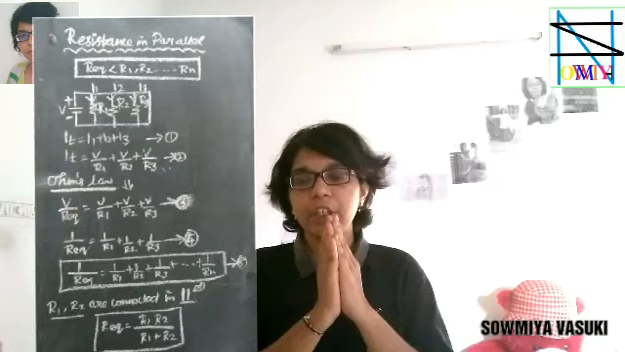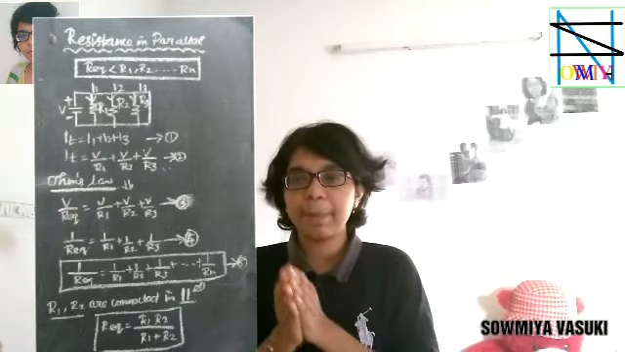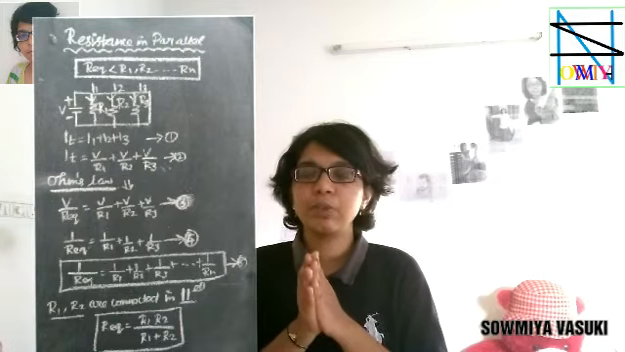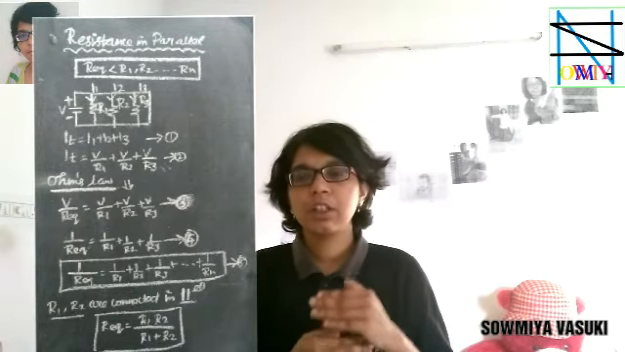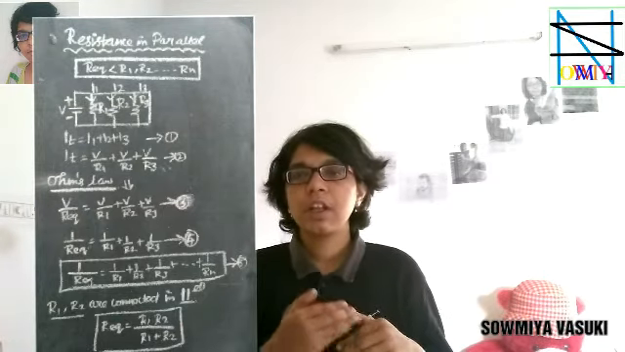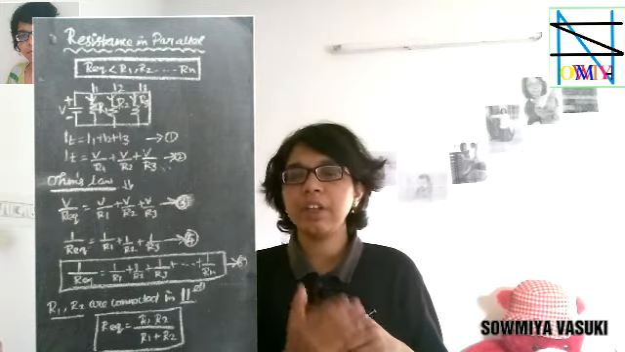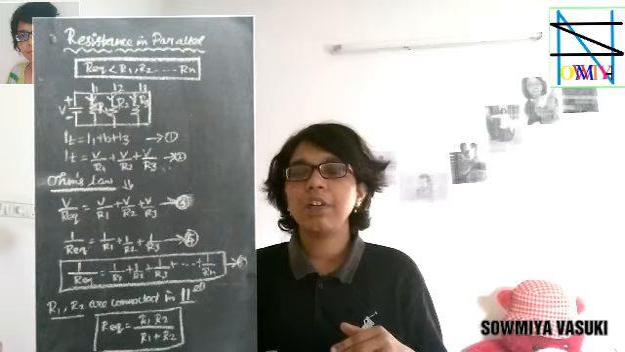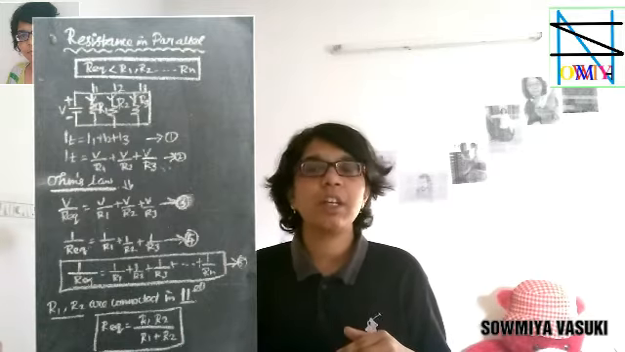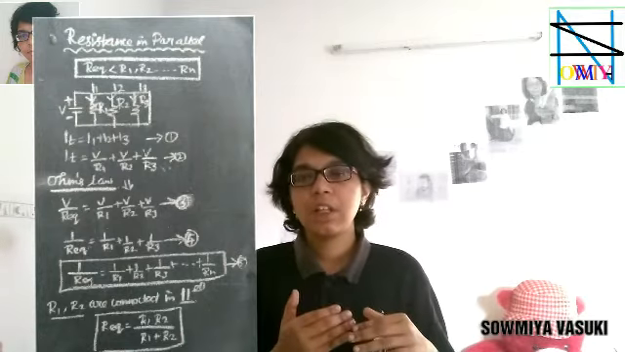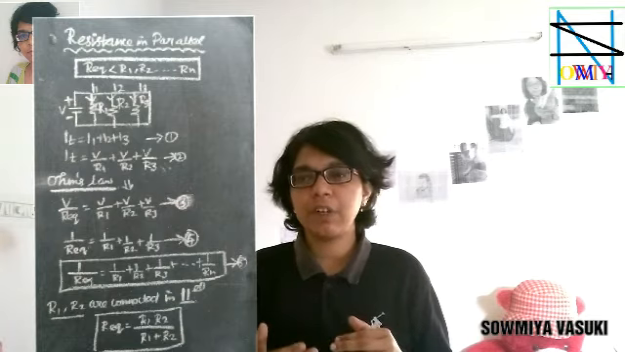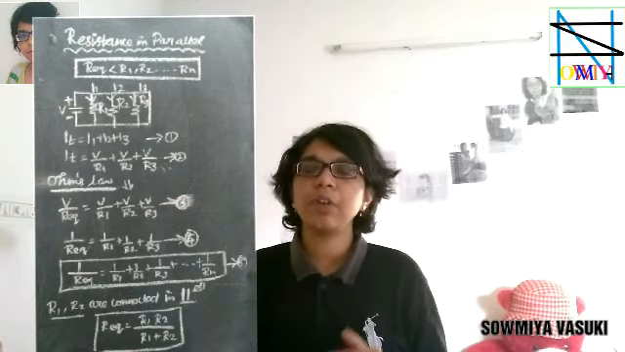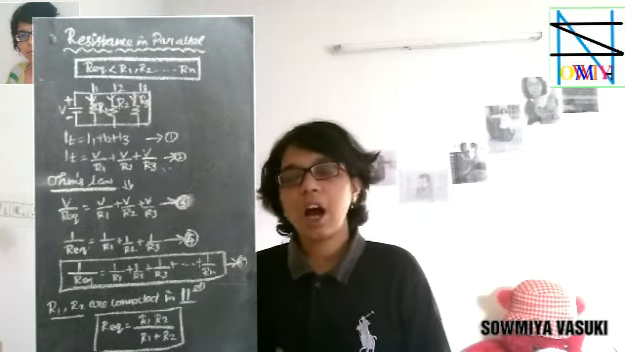So this time we use Kirchhoff's current law for a parallel network. IT is equal to I1 plus I2 plus I3. So I is equal to V divided by R1 plus V divided by R2 plus V divided by R3. So I equivalent is equal to V divided by R equivalent. 1 by R equivalent is equal to 1 by R1 plus 1 by R2 plus 1 by R3.